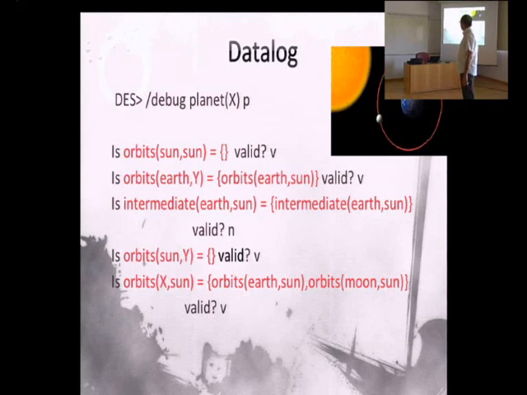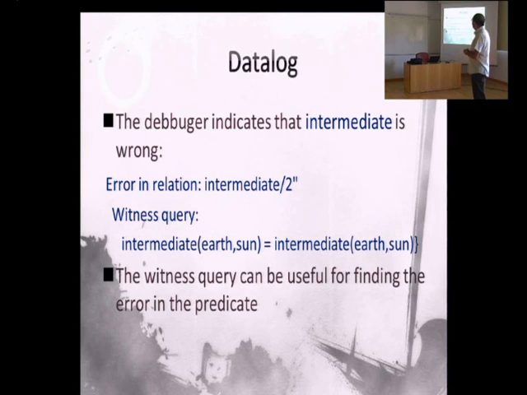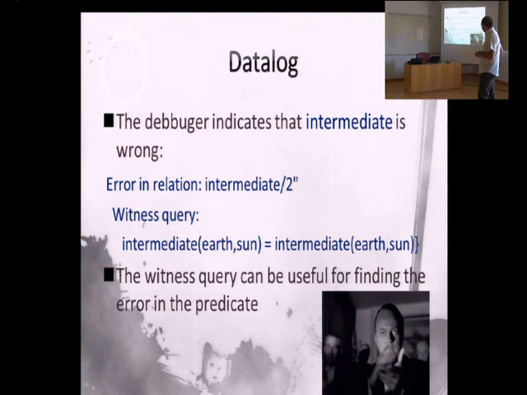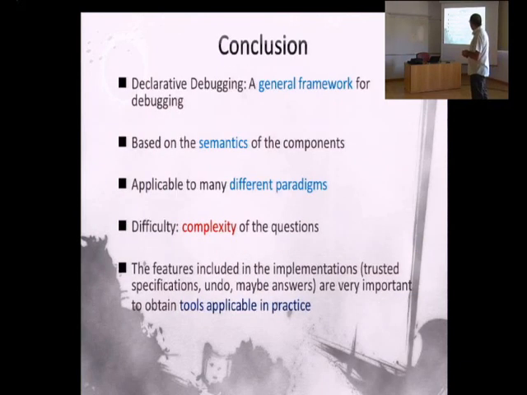Orbits the sun something returns the empty. Yes, this is valid. The sun doesn't orbit something in our simple model. And what orbits around the sun? Around the sun orbits the Earth directly and the moon because it orbits around the Earth. So we have these two answers. This is valid. These are the questions that the debugger asks. And then the debugger says that intermediate is wrong. Error in intermediate with this instance, which can be useful to find the error. So this is the error, and the user is happy, not very happy.